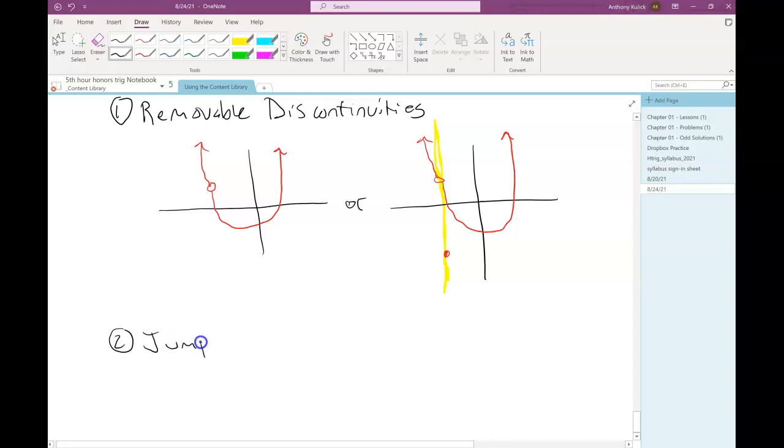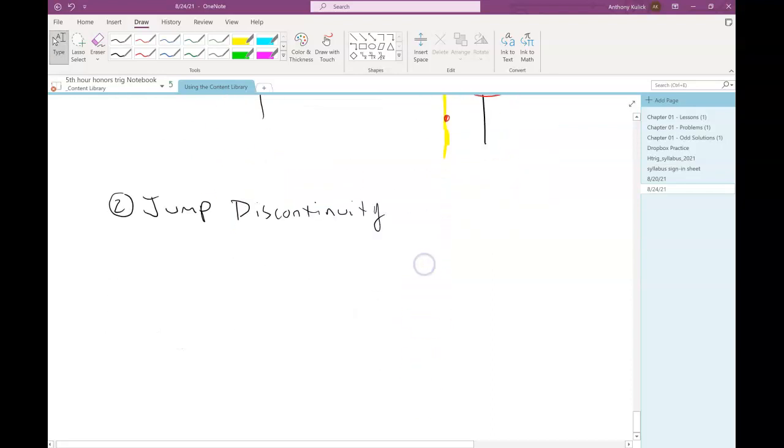The next kind is a jump discontinuity. So what this looks like is, you have some function, and instead of just missing one point, you're missing a section of the graph.